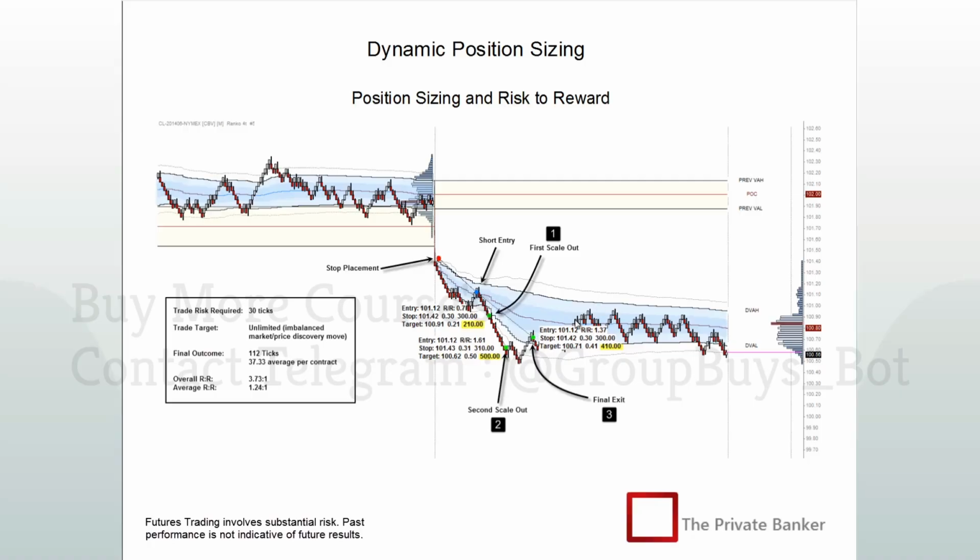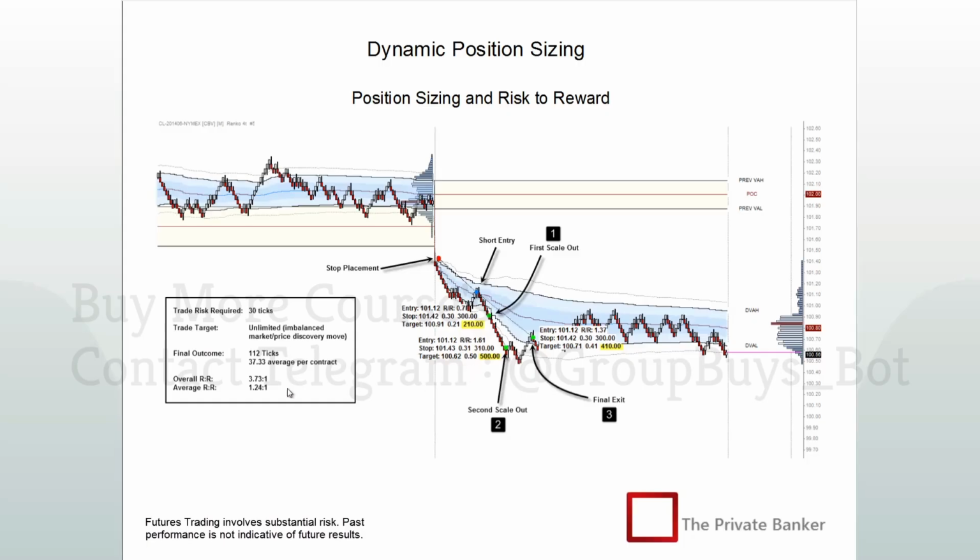But in this trade, the final outcome was 112 ticks gained for all three contracts. This is just based on three contracts. The average was 37.33 per contract. That's taken into consideration, so instead of just saying the overall gain, it's more of an average. You've got to think of it in those terms as well.